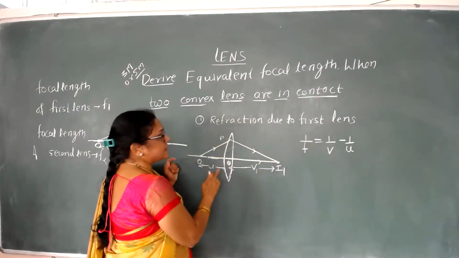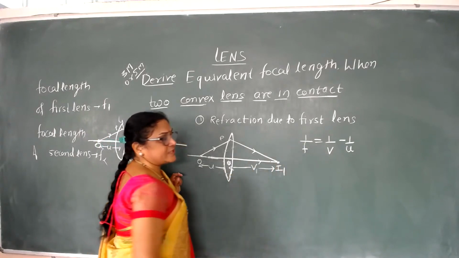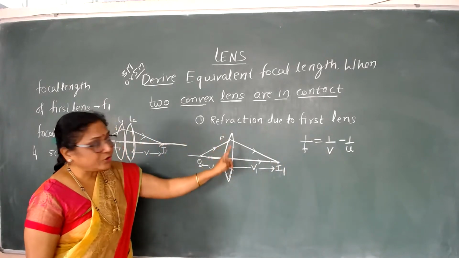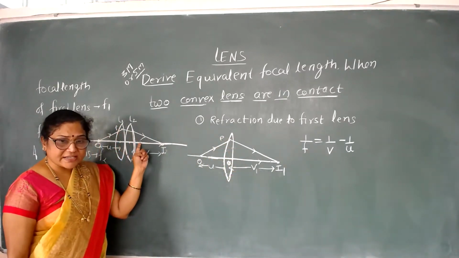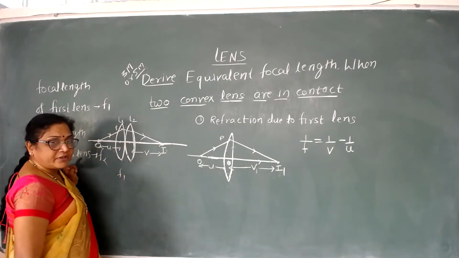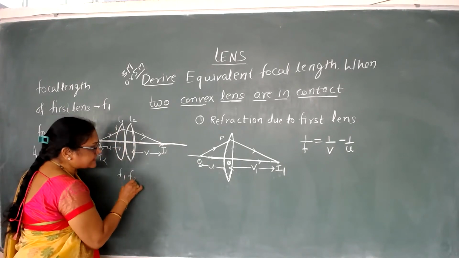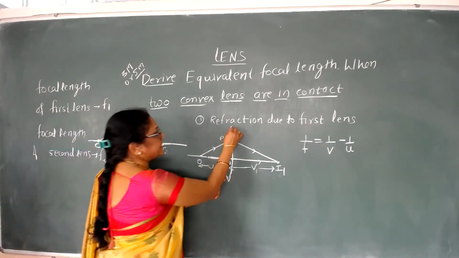So for this figure we apply the lens formula, then substitute the values. In this there are two lenses. The focal length of the first lens is f1, and the focal length of the second lens is f2.